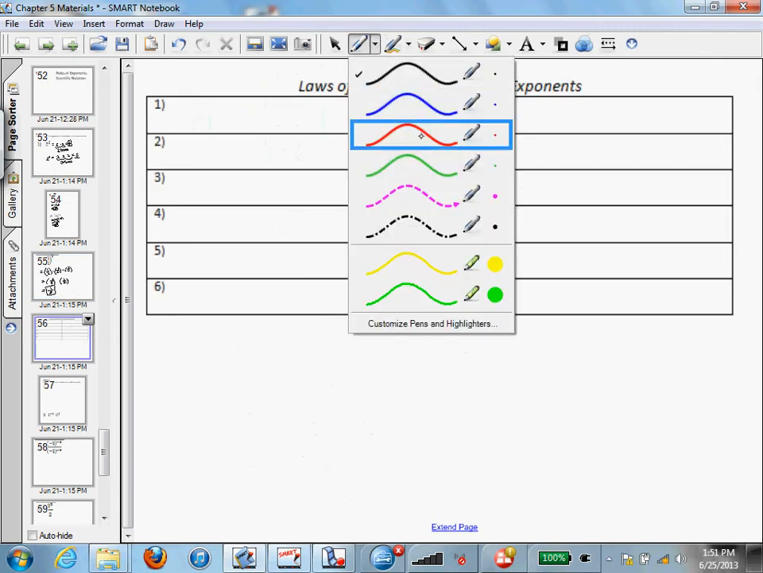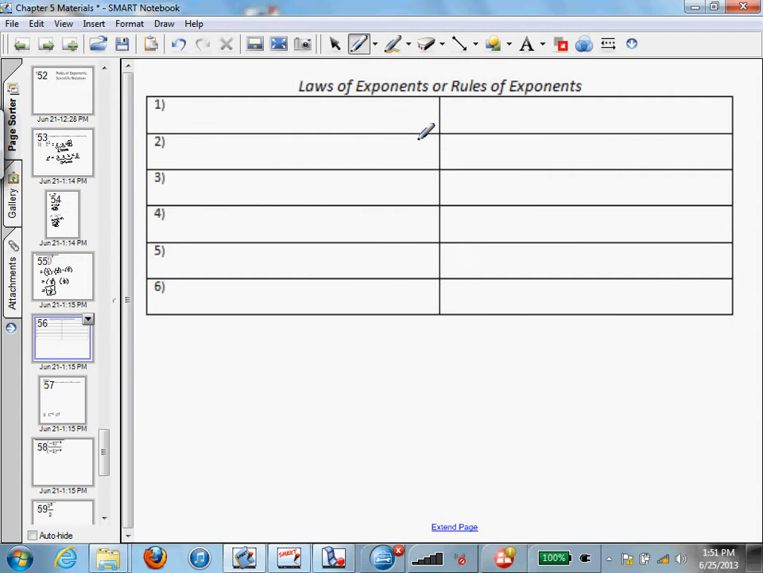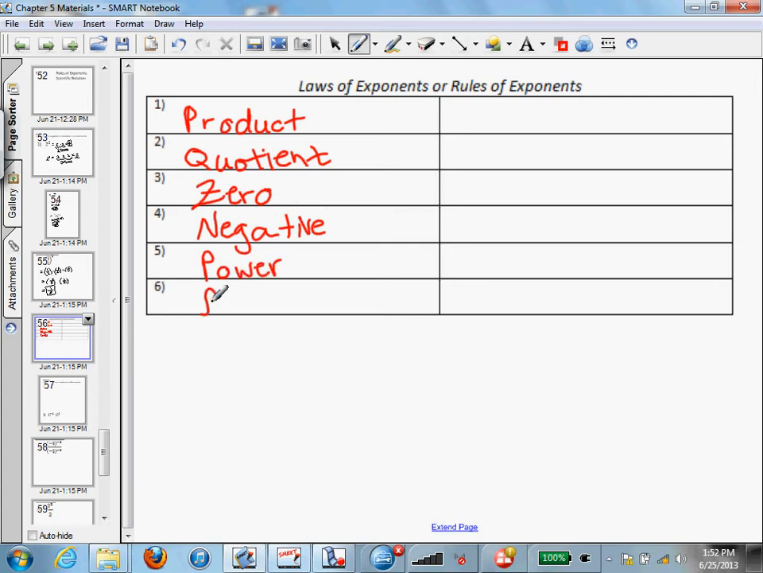There are 6 rules of exponents that we want to keep in mind when working with exponents in our problems. They are the product rule, the quotient rule, the zero rule, the negative rule, the power rule, and the power of 1 rule.